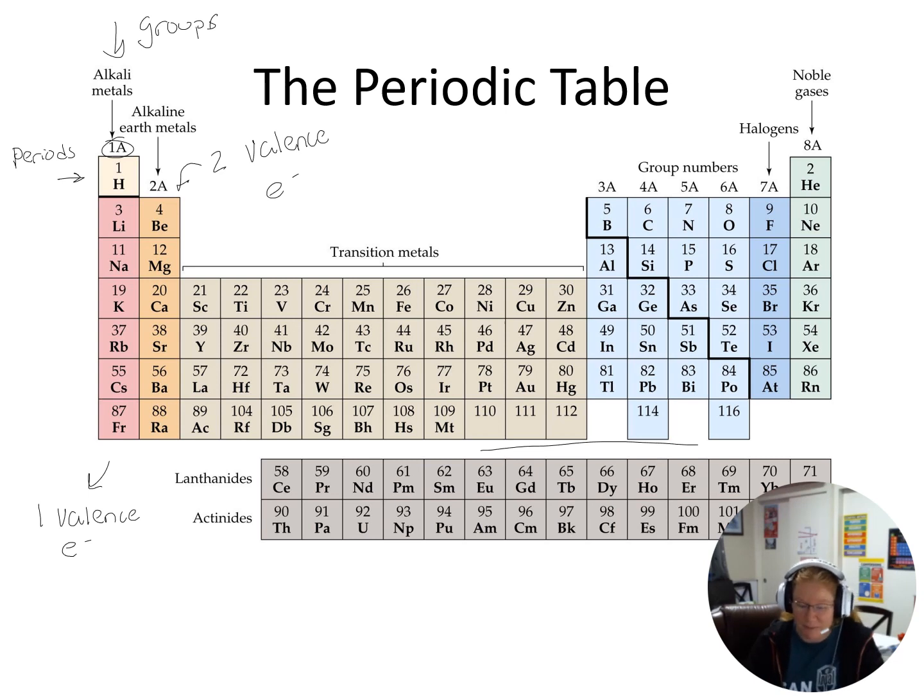When we get back to our main group, group 3A, guess how many valence electrons we have there? We have 3 valence electrons. Group 4A, 4 valence electrons. Group 5A, 5 valence electrons. 6A, 6 valence electrons. 7A are halogens, 7 valence electrons. And then 8A are noble gases. They have 8 valence electrons.